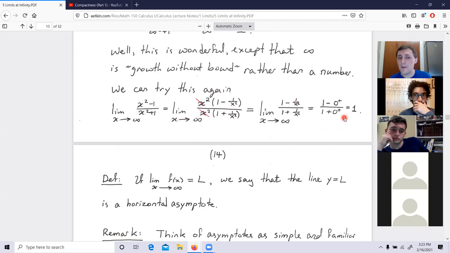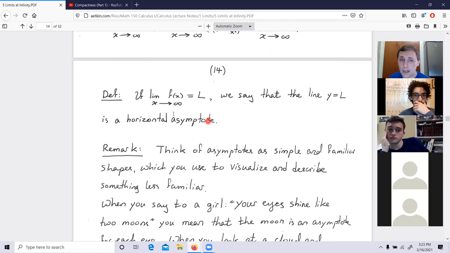Okay. And we make the following definition, guys. We say that as X goes to infinity, if the limit is equal to L, the line y equals L will be called a horizontal asymptote if that happens. Now, what is an asymptote?